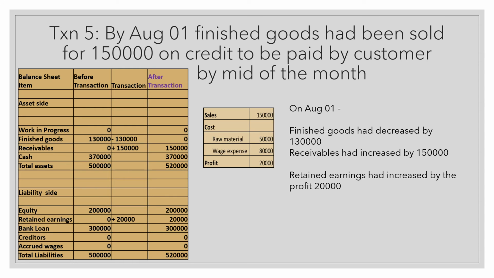So sales is for 1,50,000. If you see the profit and loss statement, the sales is for 1,50,000. Cost involves the raw material and wage expense. Raw material is 50,000 and wage is 80,000. So totally it is 1,30,000. So the profit is 20,000, which is the retained earnings, which has been put in the liability side of the balance sheet.